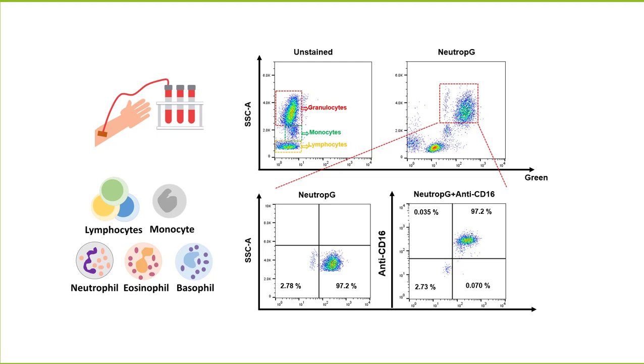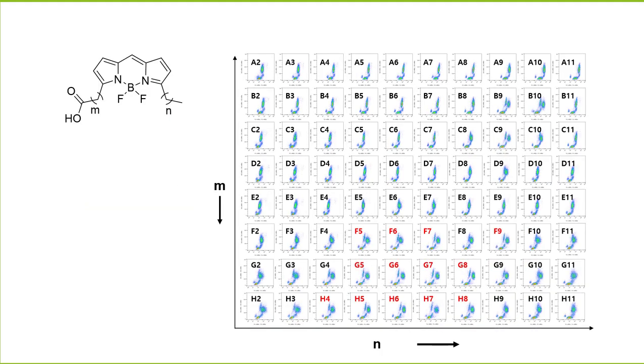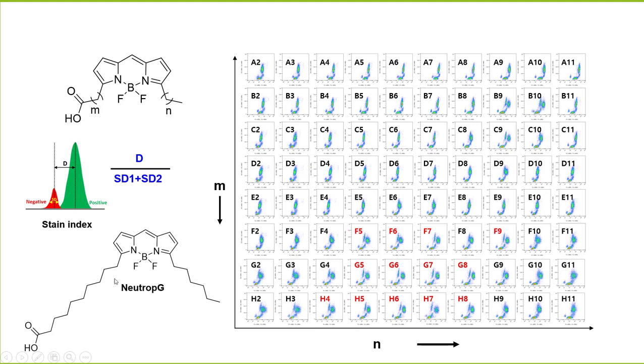So we got a neutrophil compound, and by analyzing the structure, we tried to make this small library. This library has different chain lengths here and here, and the best compound is around here. By analyzing the stain index, we selected the best one, and gave the compound the name Neutro-G. Looking at this structure, you can guess this molecule is very similar to a fatty acid, right? In the beginning, we designed this molecule as a gold probe. Maybe some cells prefer to take up more fatty acid than other cells, something like that.